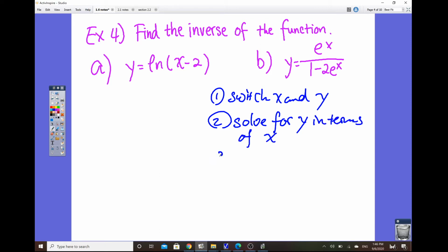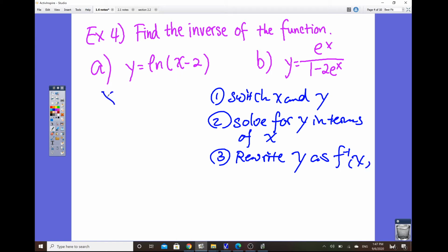And then the last thing, well, this one basically just want to rewrite the function as what? Inverse of f of x. So rewrite that y as inverse of f of x. Okay, so now let's do the first one.